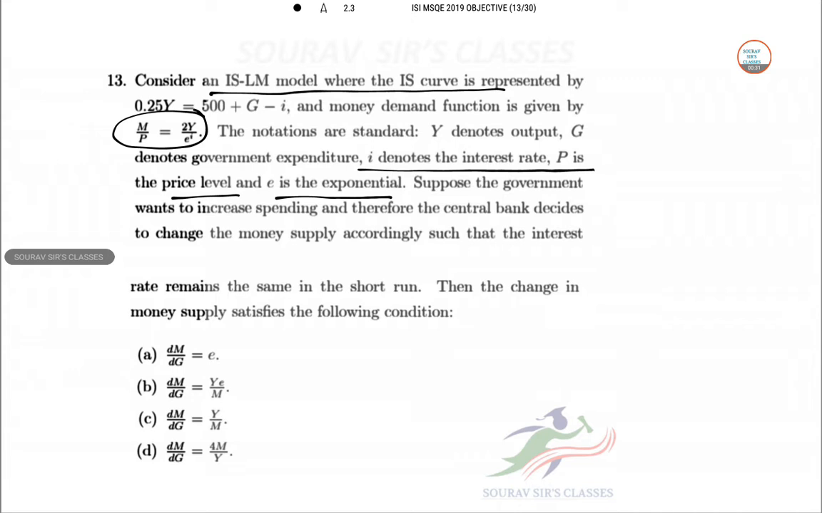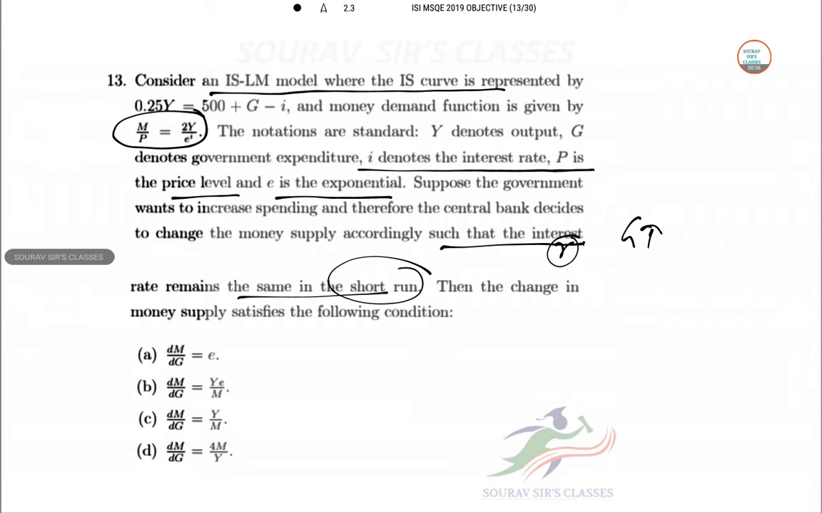Suppose that the government wants to increase the spending and therefore the central bank decides to change the money supply accordingly, so the interest rate remains the same in the short run. Then changes in the money supply satisfy which condition? What the government wants to increase is the spending, so G is increasing. So what will happen over here?